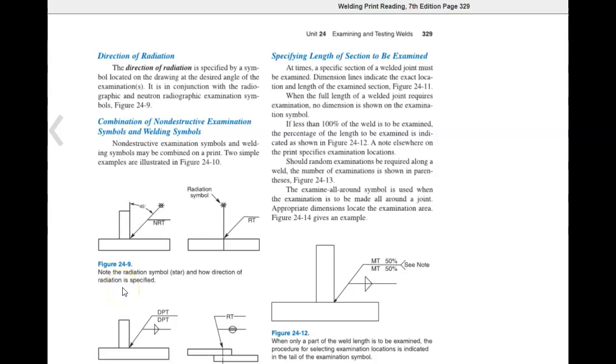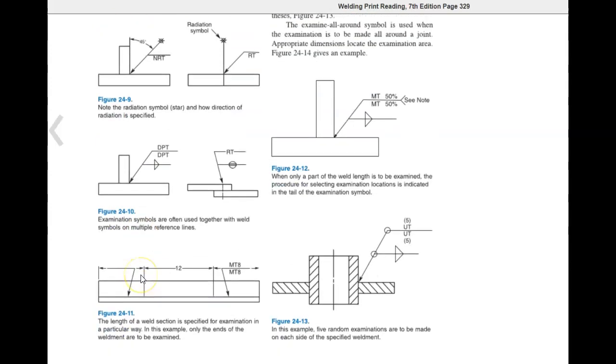Combination of non-destructive examination symbols and welding symbols. Non-destructive examination symbols and welding symbols may be combined on a print. Two simple examples are illustrated in Figure 24-10. Examination symbols are often used together with weld symbols on multiple reference lines.